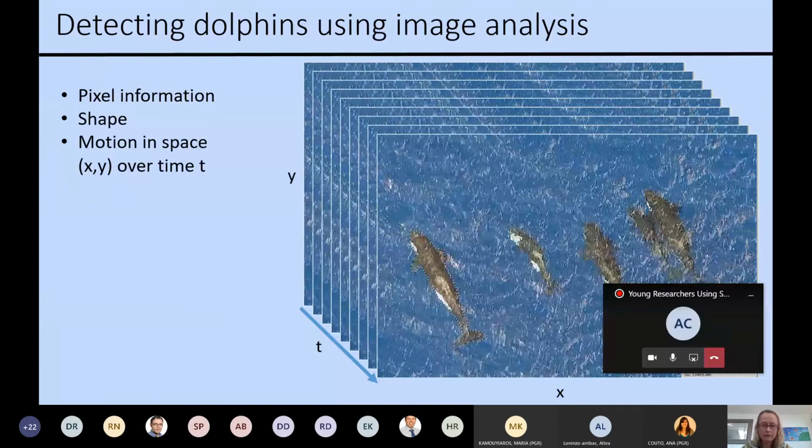And thirdly, you have the movement of the killer whales over time from frame to frame. So those are the 3 pieces of information you have.